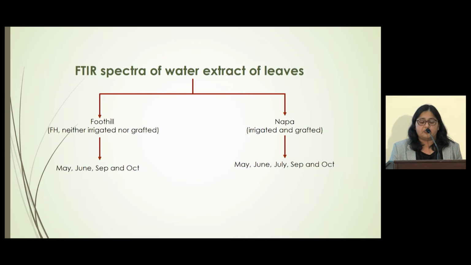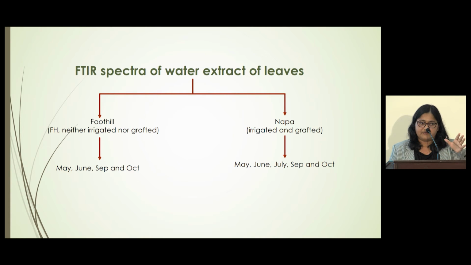After getting this information that compositional changes among infected and non-infected leaves can give us better classification, we started collecting a lot of data, and we chose different locations and different time slots, different months, to collect the samples. Here we chose two locations, Foothill and Napa, because at one location the plants are neither irrigated nor grafted, and at the other location it's irrigated and grafted.